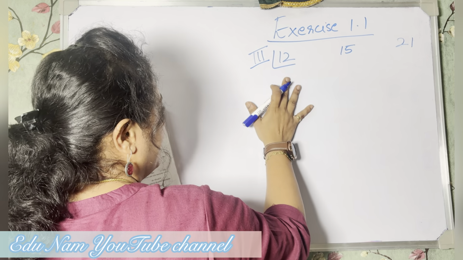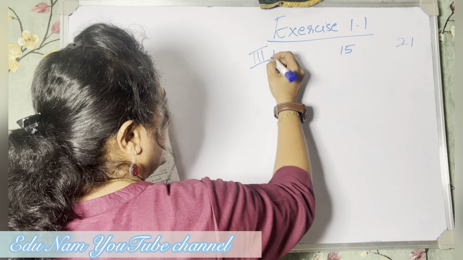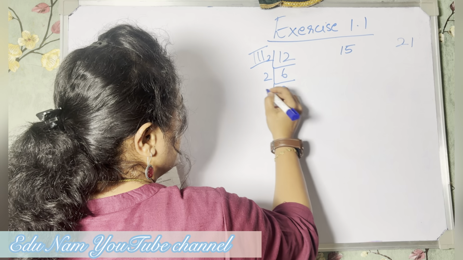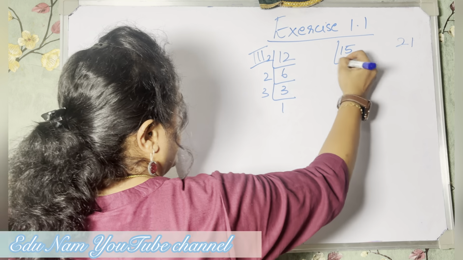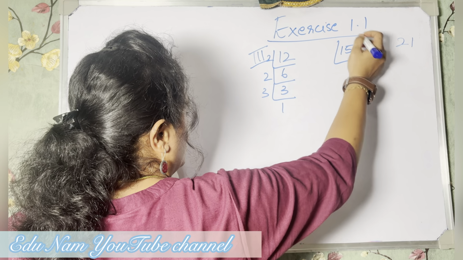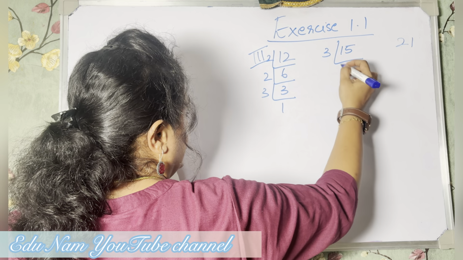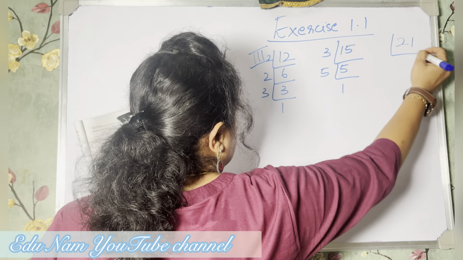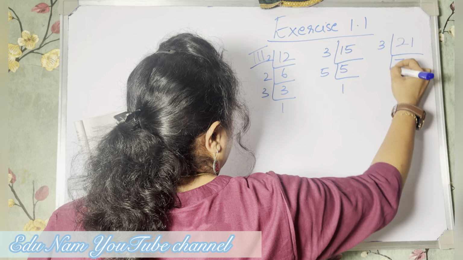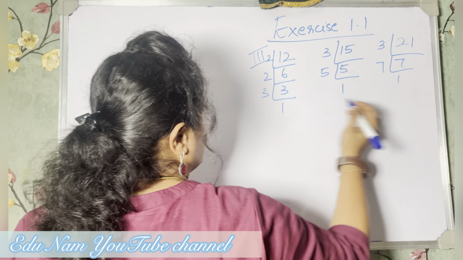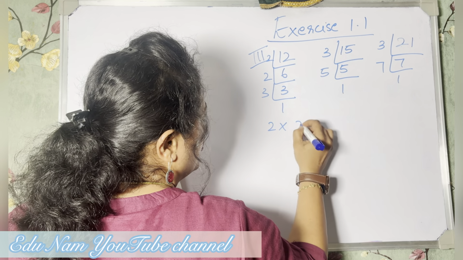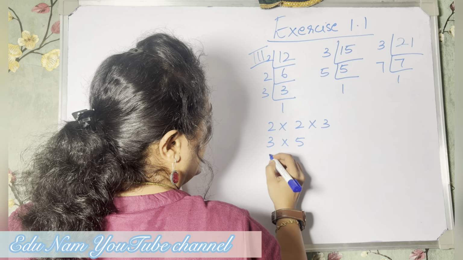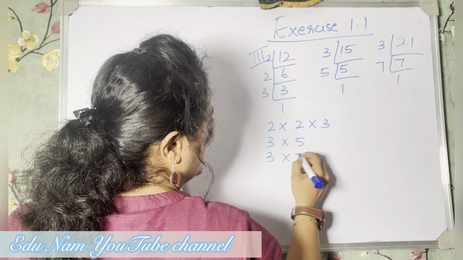First, let's do the prime factorization for each number. 2 6s are 12, 2 3s are 6, 3 1s are 3. Same way, this doesn't go in 2, so directly we'll take 3. 3 5s are 15, 5 1s are 5. Same way, 3 7s are 21, 7 1s are 7. So the prime factorization is 2 into 2 into 3. Here it is 3 into 5, and in this case it is 3 into 7.